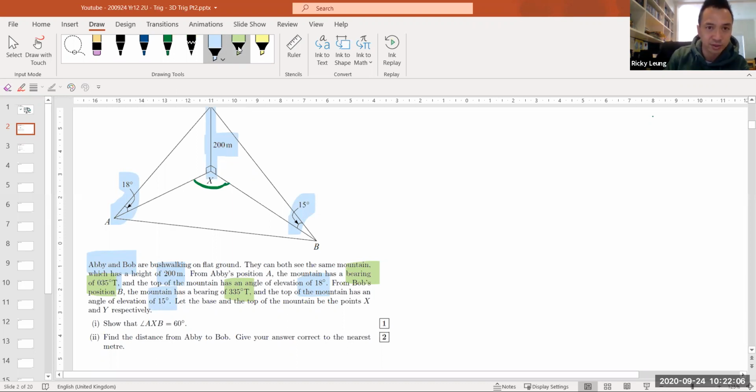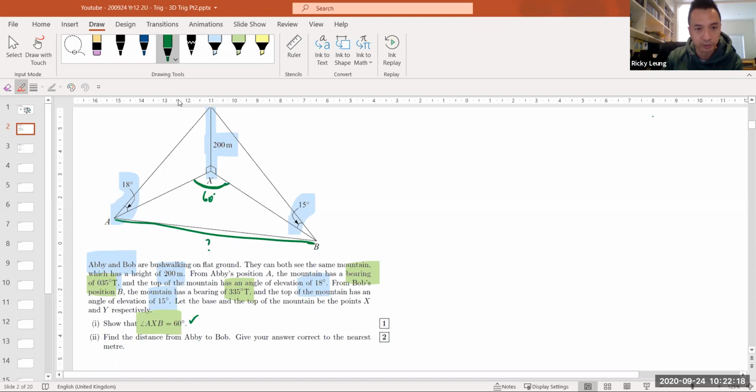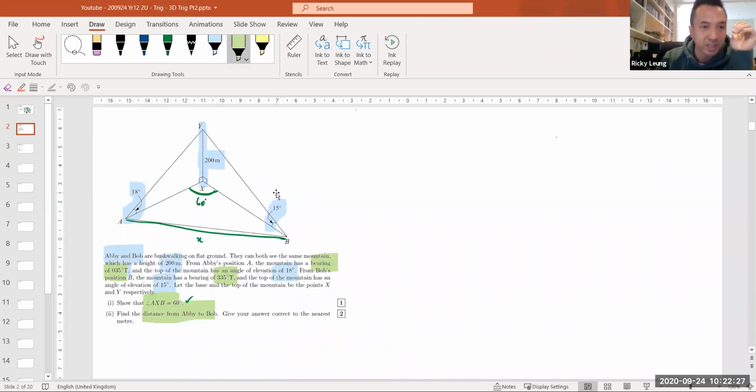Okay, cool. Now, step 1, prove that angle AXB is 60 degrees. That's what it's telling me to prove, right? And then find the distance of AB, right? So part B, maybe call that X. That's part B, distance. All right, so that's my question. So the only main difference between this question and the one from Fourth Street previously is that I need to now prove that the base angle here is 60 degrees.